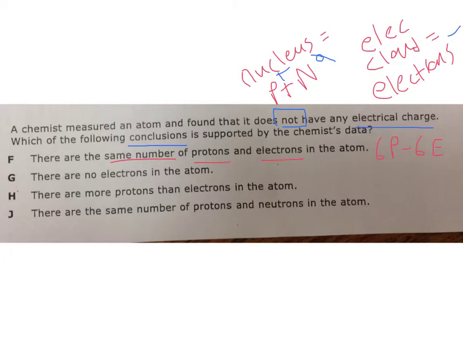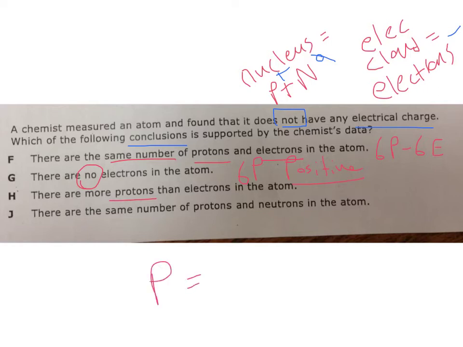B, there are no electrons in the atom. This is what makes it wrong. Because if you have no electrons and you have 6 protons, that means you have a positive atom. And that's not the way atoms exist. Atoms exist neutral. C, there are more protons than electrons in the atom. If that was true, then again, it would be positive just like it is in B. You have to have electrons to balance out an atom.